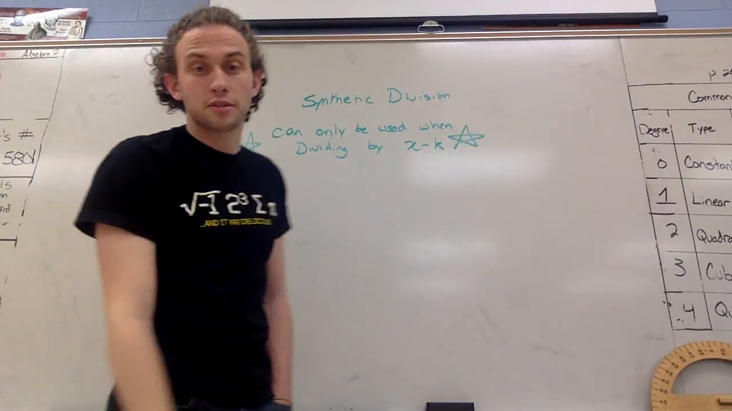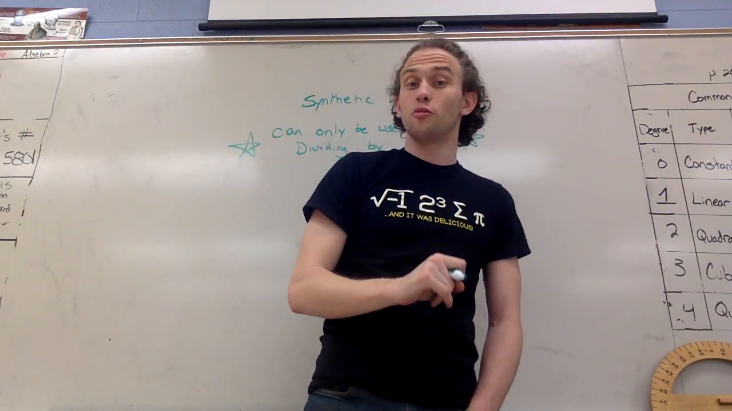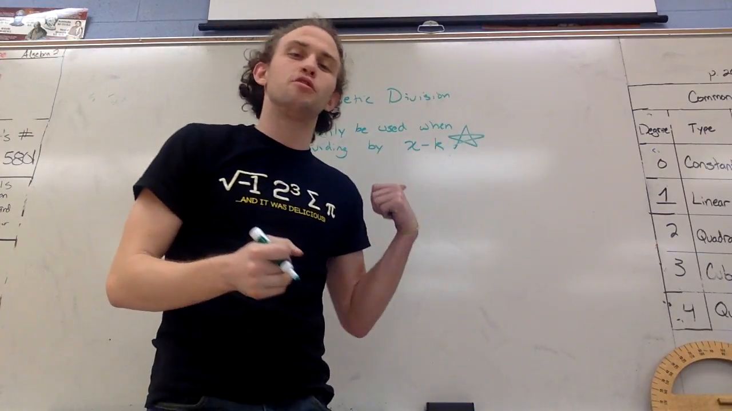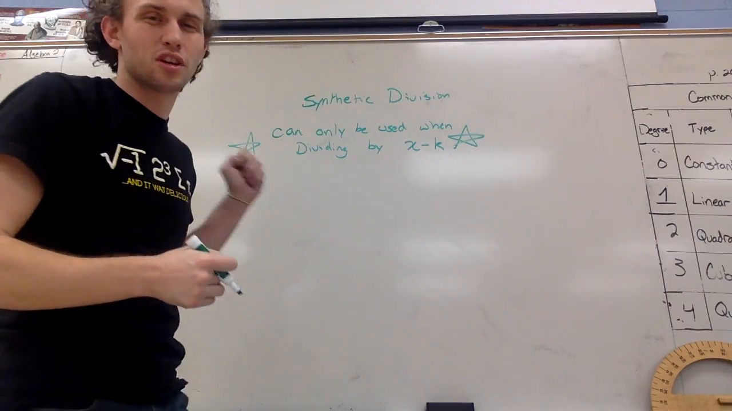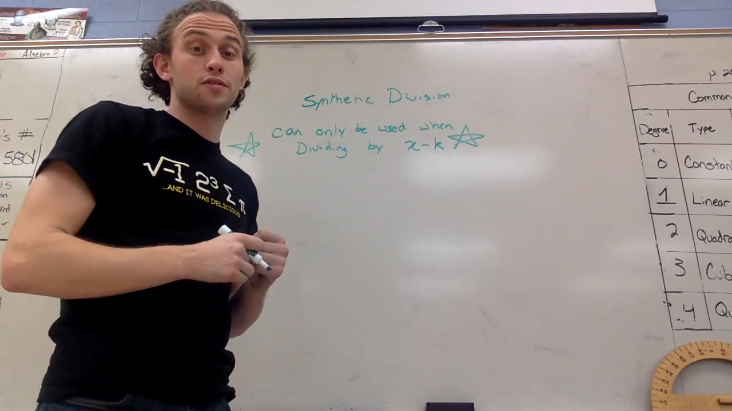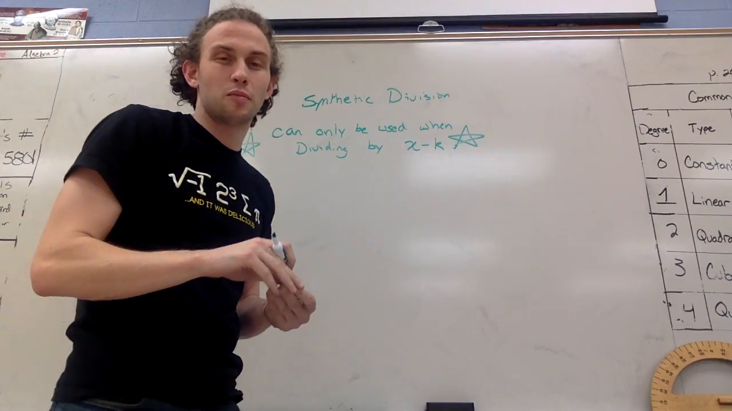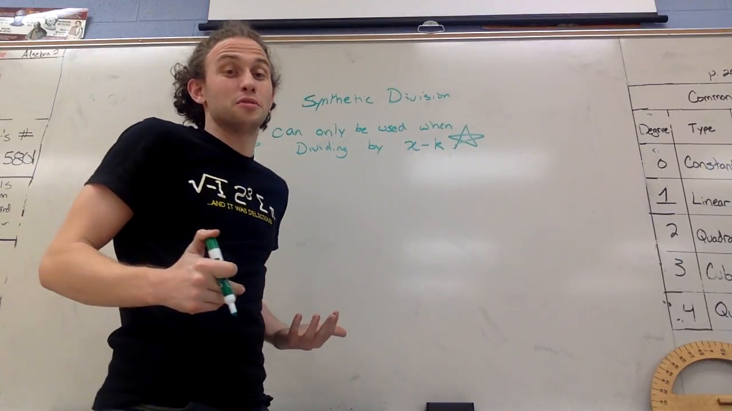So if I'm trying to divide by something like an x squared or an x cubed, I can't use synthetic division here. The shortcut doesn't work then. We're going to have to use long division, and it gets a little more complicated, a little more annoying, but it's still possible to solve.